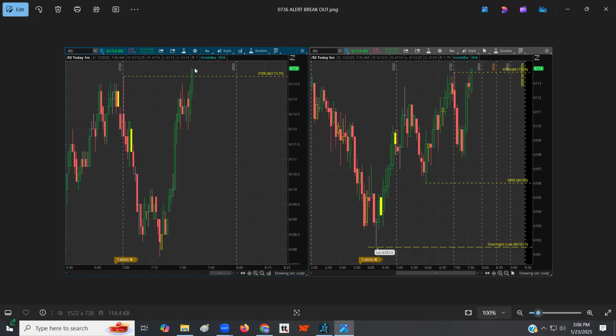0736, left chart, 1 minute chart, we broke above that swing point, breakout to the upside, not taking a trade. This is my strategy. Sitting on my hands, watching for that pullback for a reversal.